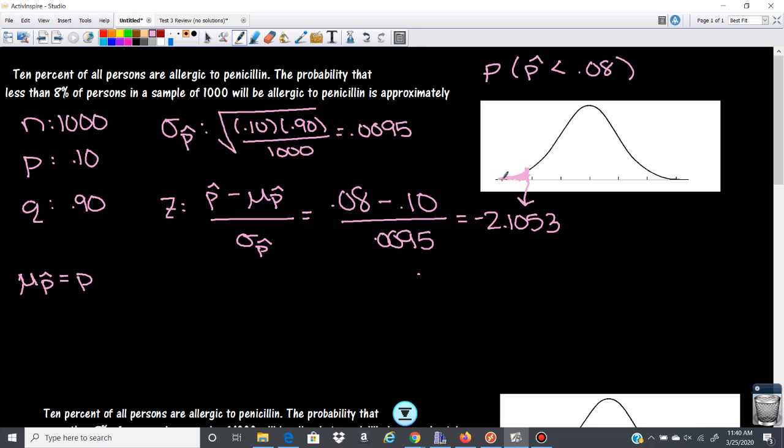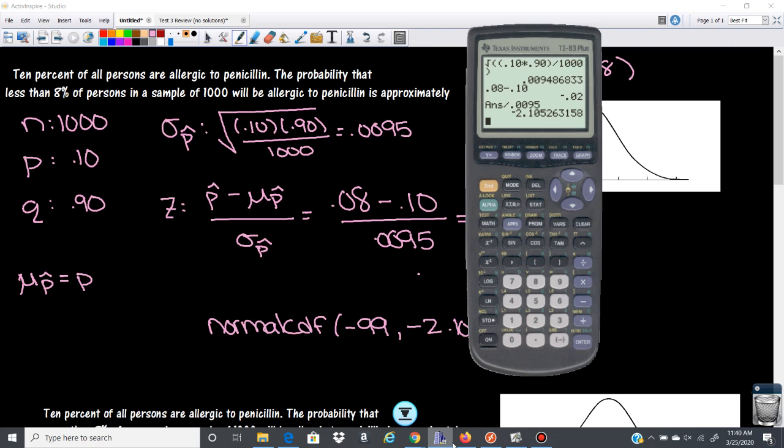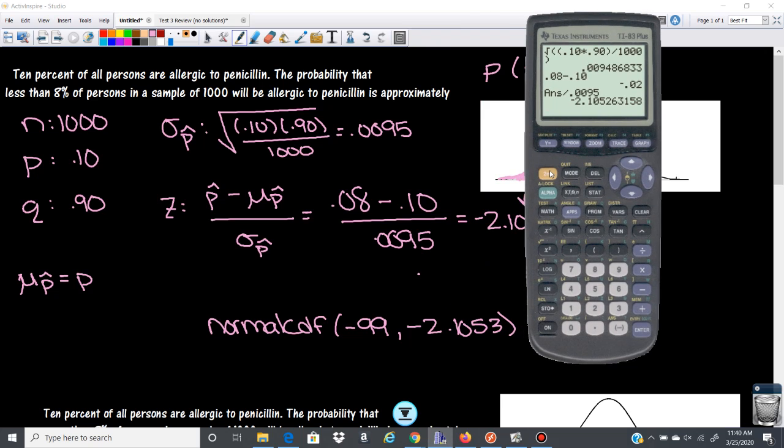So my lower limit is going to be -99. So I'm going to go normal CDF, lower limit all the way to -99, and then -2.1053. Let's go ahead and take a look, see what that gives us. 0.0176.